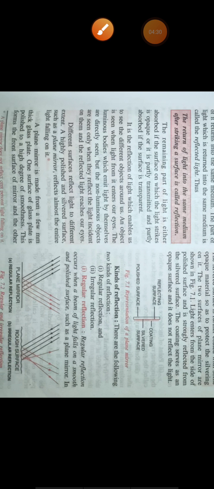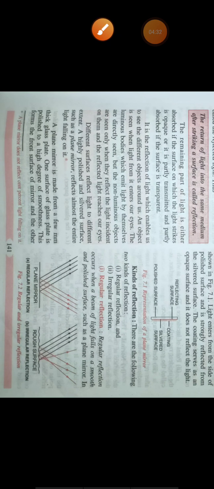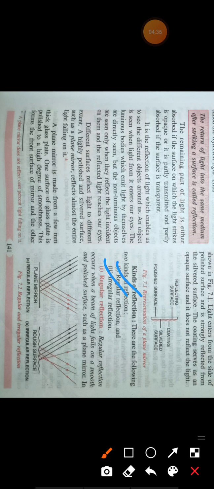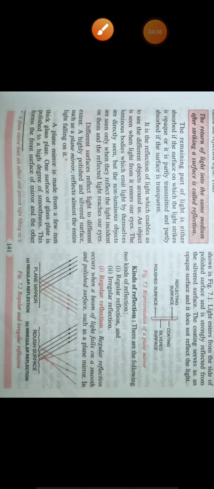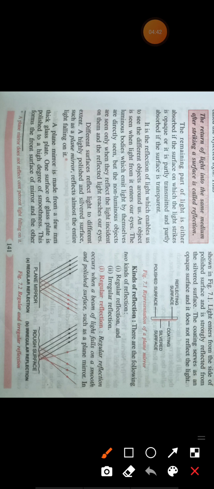Now there are two kinds of reflection. One is called regular reflection and the other is called irregular reflection. Regular reflection means when light falls on a smooth surface, regular reflection occurs.